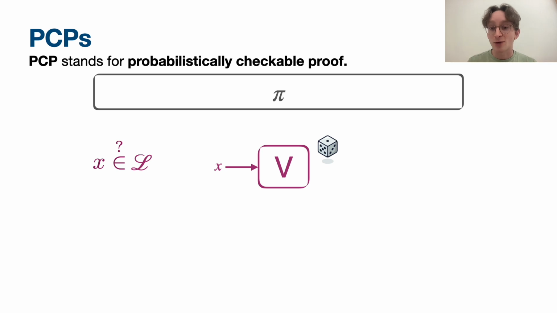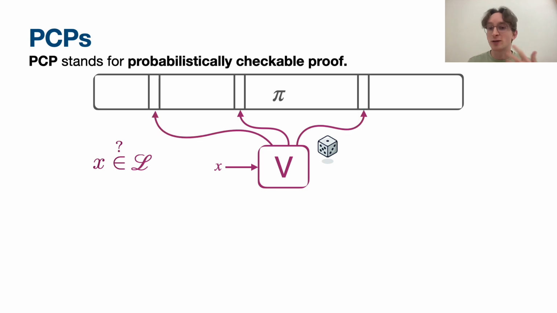We're going to give them some randomness, so we'll give them some coins to flip, or dice, or whatever. The verifier is going to use its randomness to query this proof in some location, since it has an oracle to this proof. It will query it in a bunch of different locations, and ultimately it will either accept or reject.